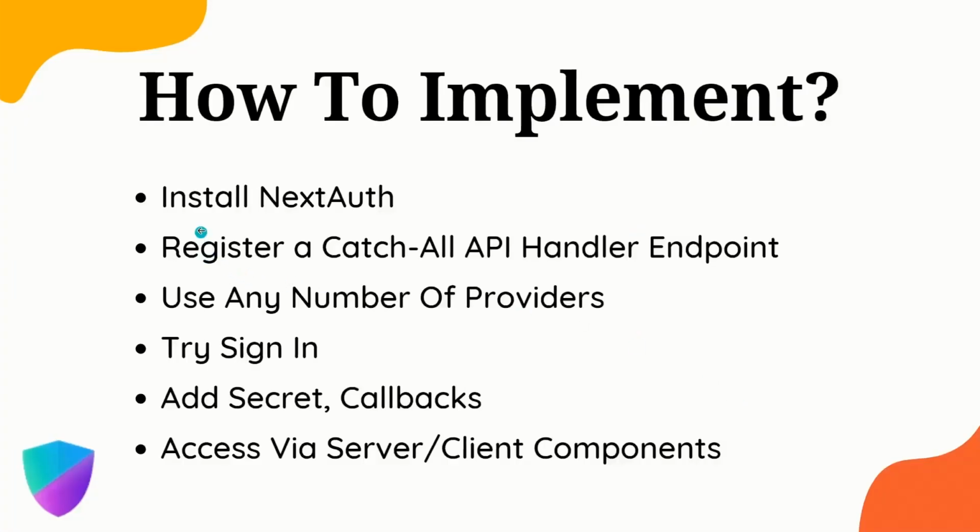Now we want to move on to the second step, which is to register a catch all API handler endpoint. We want to add an endpoint inside our application, which is a catch all API handler endpoint. So what does this catch all API handler mean? It means NextAuth by default catches all of the incoming requests made to NextAuth. Suppose we send a get request, or a post request. It handles the incoming request automatically, whether it's a get request or a post request. So one function can accept any incoming request. That is known as the catch all API handler.